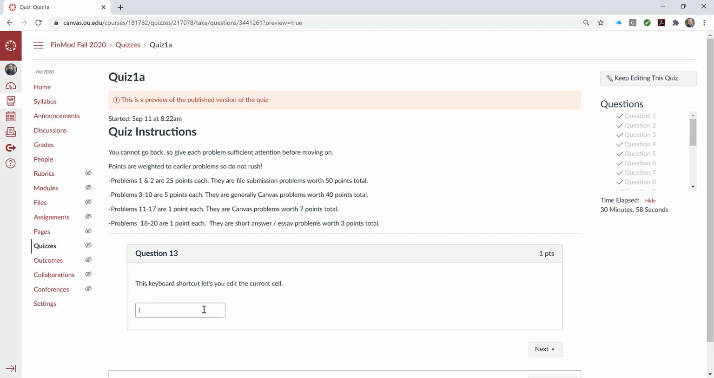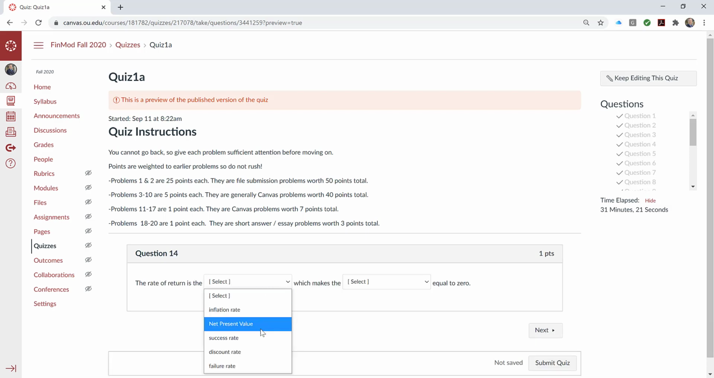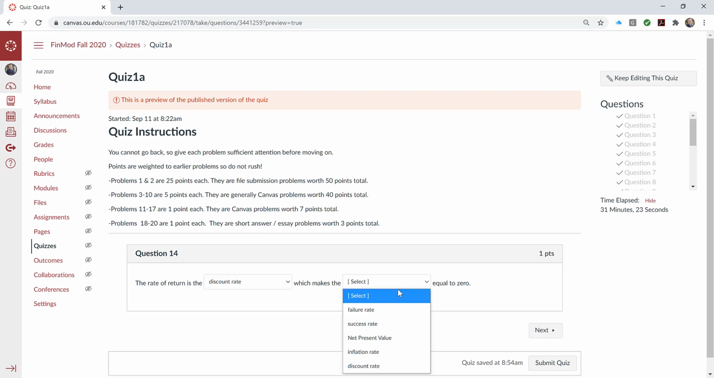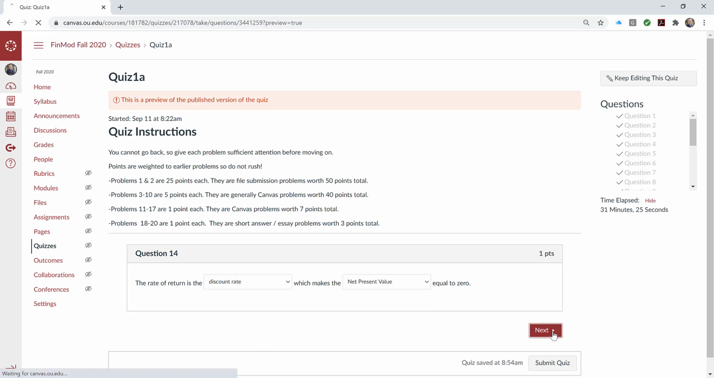To edit a current cell, I hit F2, and that is available on a Mac. If it's not working on your Mac, you need to go and change how your function keys are working, or else you need to hit an extra key before you hit F2. The rate of return is, of course, the discount rate, which makes the net present value equal to 0.